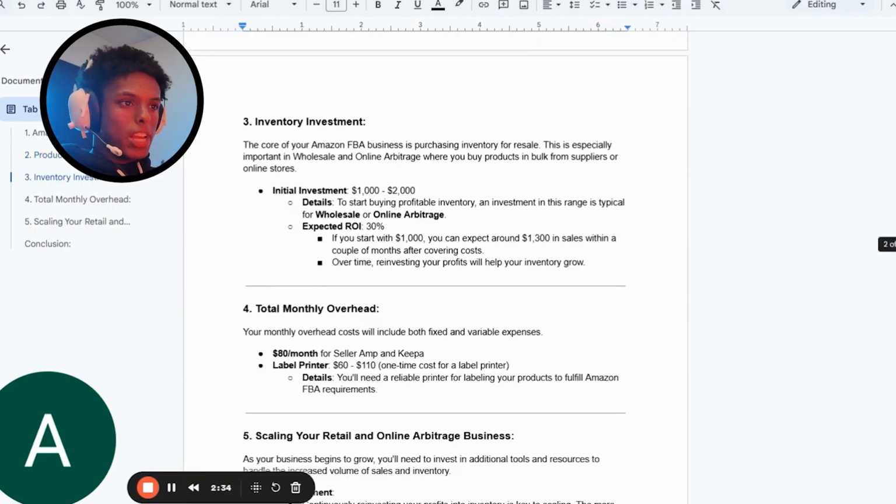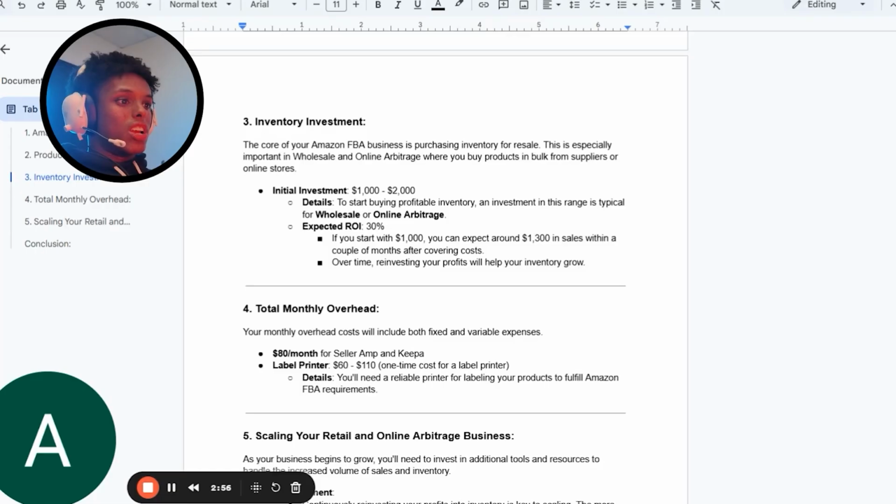Obviously, this is an inventory-based business, so you're gonna have to spend money on inventory. I started off with $500. I was doing retail arbitrage, struggling because I was an 18-year-old college kid. I had no job, no money, no nothing. You could start with 500. If you want to actually speed up the process and start and scale efficiently, initial investment is $1,000 to $2,000. That's a sweet spot.